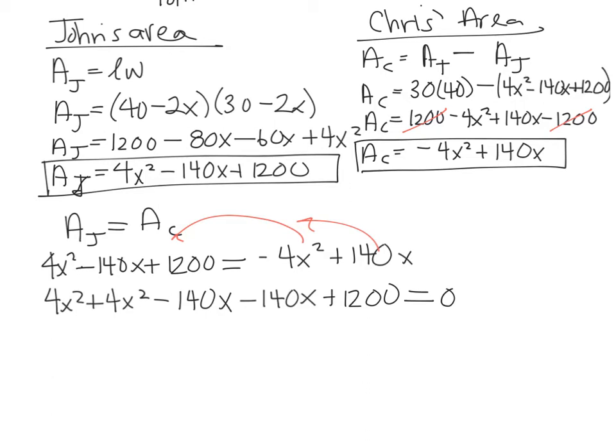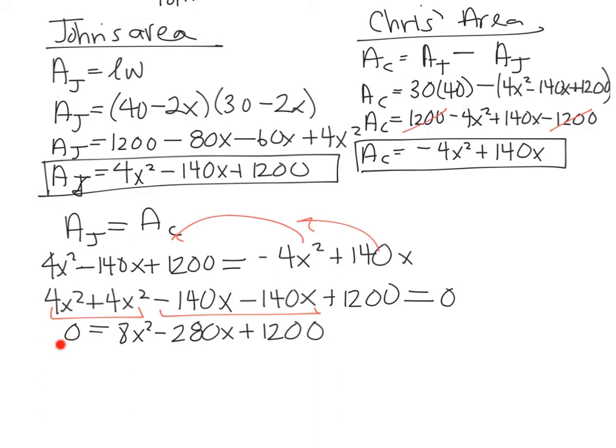If I simplify, what I'm actually going to do is flip these two sides. So I'm going to start with 0 equals, and then I have 4x squared and these two terms. So 4x squared plus 4x squared, that's going to be 8x squared. Negative 140 minus 140 is going to be negative 280x. And then I have plus 1200. So now I can choose whatever I want to solve this thing.